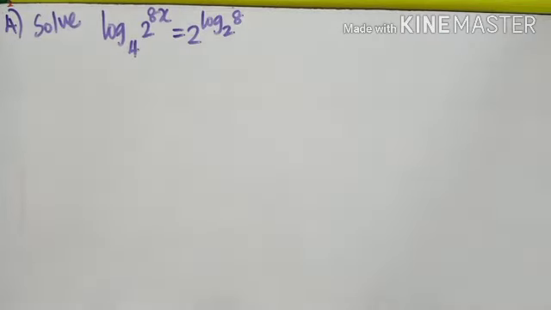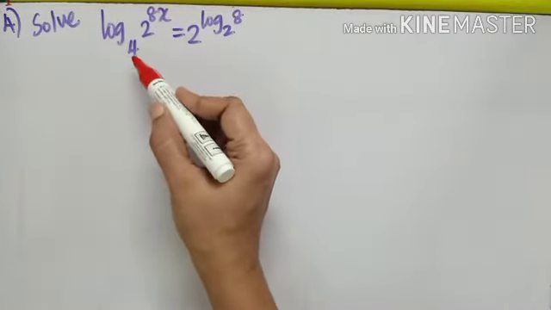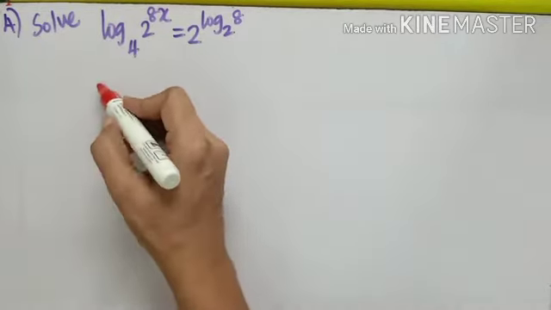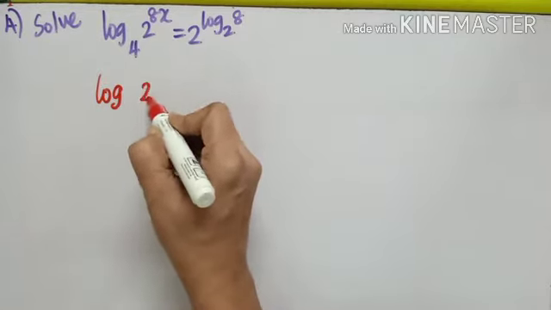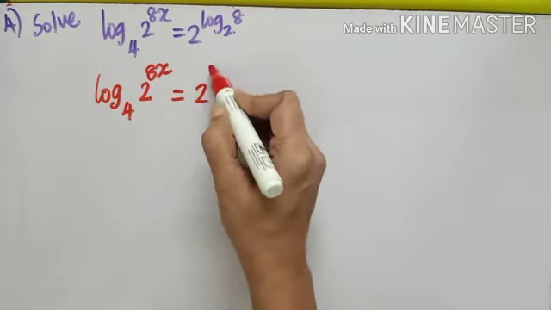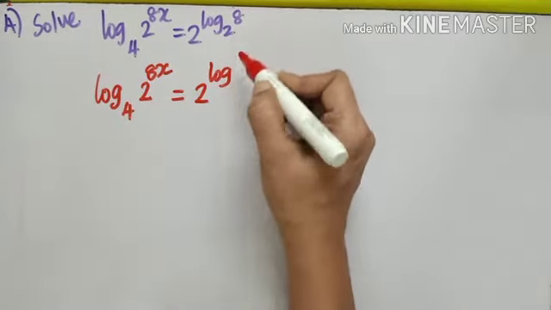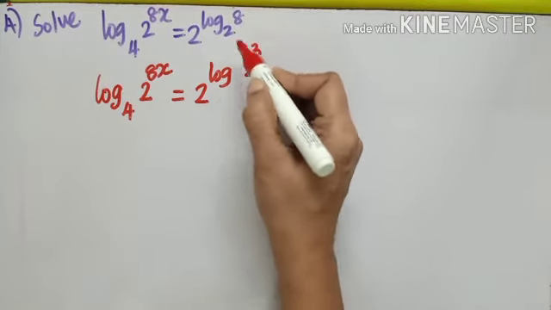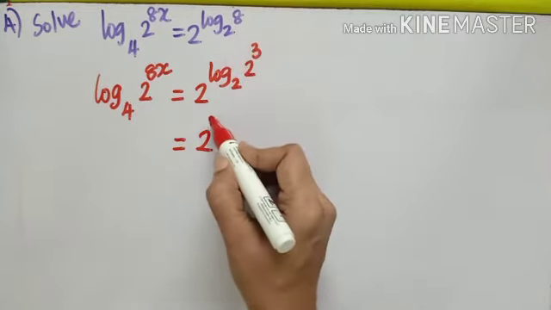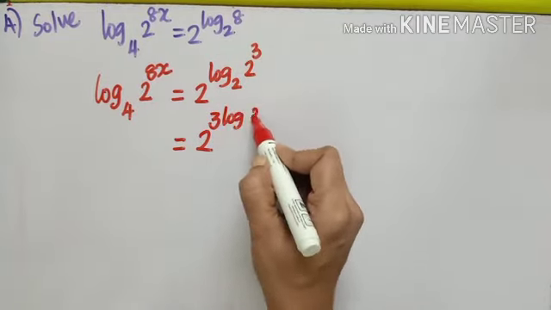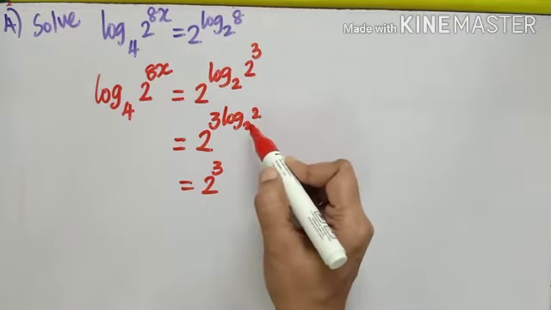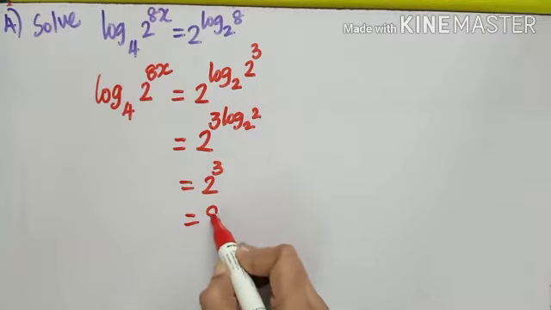Question number 4. Solve log 2 power 8x base 4 equals 2 log 8 base 2. Here I can write log 2 power 8x base 4 equals, the RHS is simple, which we can reduce. 8 can be written as 2 power 3, base 2. The very next step, the power comes near. 3 log 2 base 2. 2 power 3 log 2 base 2 is 1. So it is only 2 power 3 which is 8.